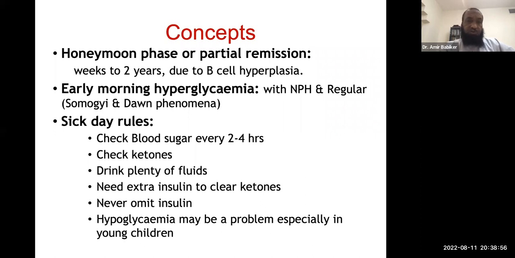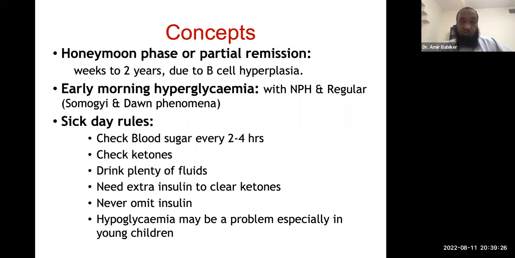There's a Somogyi phenomenon and Dawn phenomenon. These are popular to ask about, but now that we have analogs they have started to disappear, and we don't see them a lot. They are more typical with NPH and regular insulin, because NPH is prolonged in action, working from about 6 up to 12 hours. So the 6 hours is the peak of it. So if you give it in the evening, there is a risk of hypoglycemia during sleep.